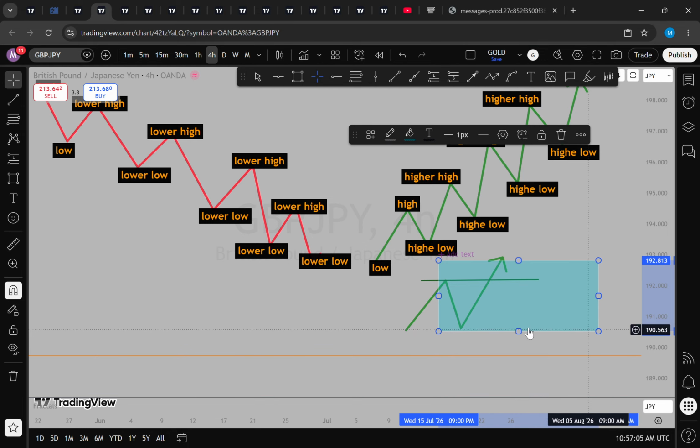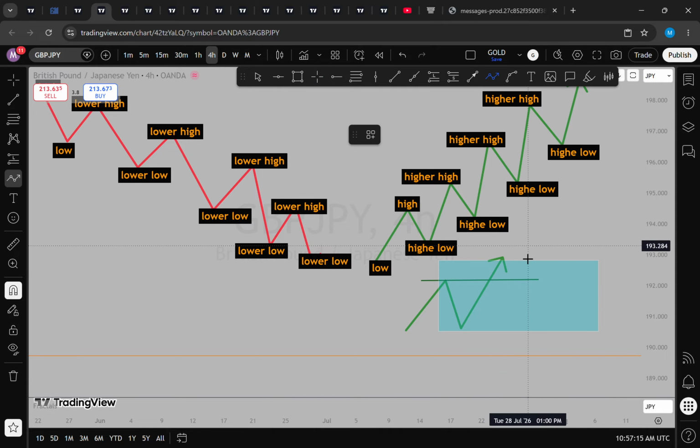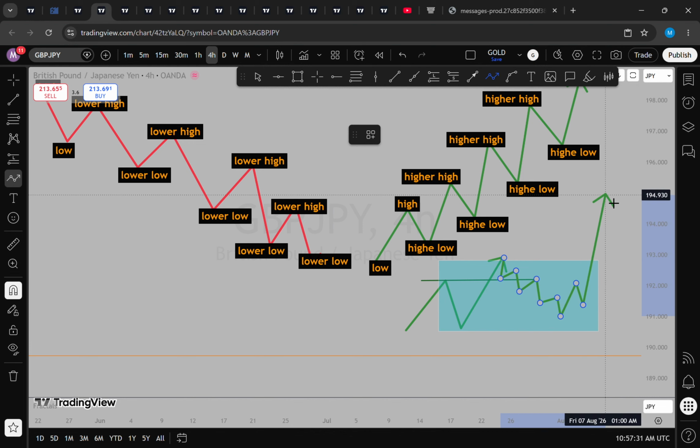We need this part as our range because the market has broken the structure, so we'll be expecting a pullback. We'll be expecting a retracement in this form. You see the market retracing back until it changes character and breaks this one, then comes this way and continues.